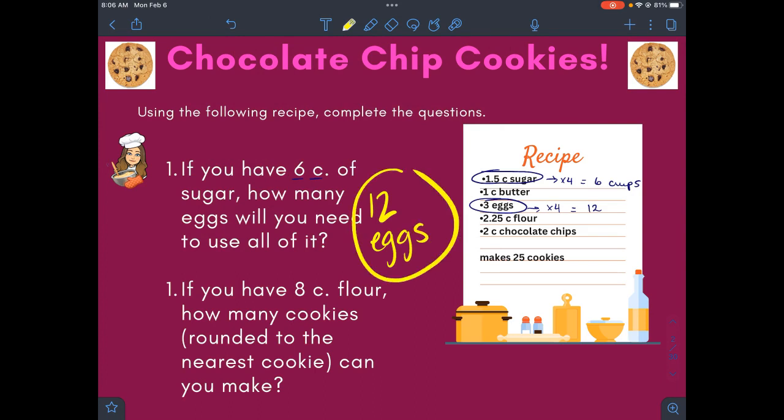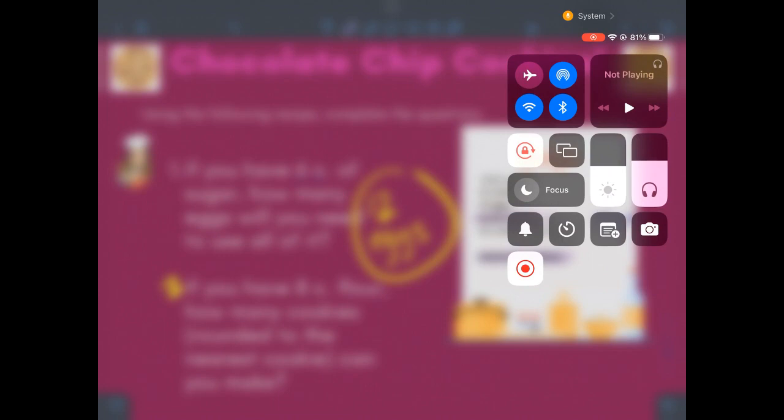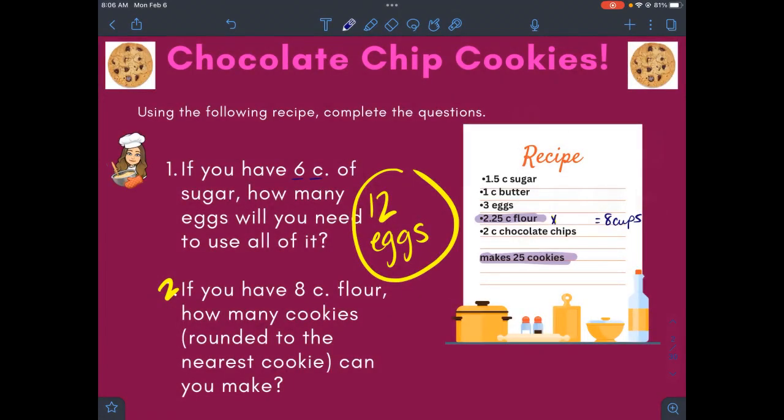Number 2 here says if you have 8 cups of flour, how many cookies, rounded to the nearest cookie, can you make? All right, so let's clear off our notes on the recipe because that was a different scenario. Now we're talking about flour and cookies. Well, 2.25 cups of flour, if we're talking about 8 cups of flour, what do we need to multiply by to get 8 cups? Well, this is not going to be exactly even, so I'm going to grab my calculator, which is not where I thought it was.